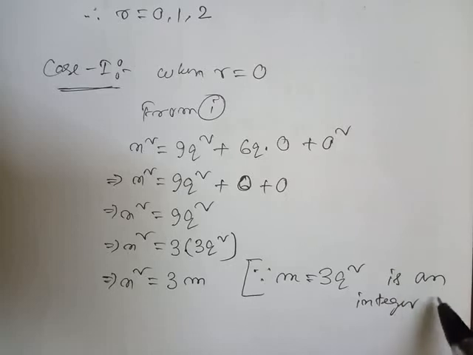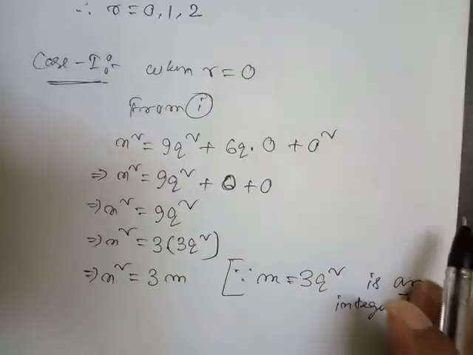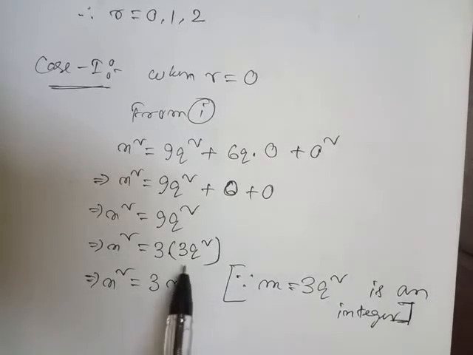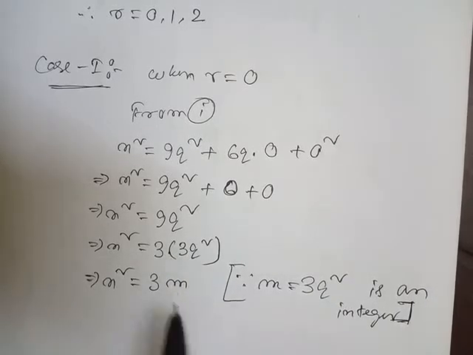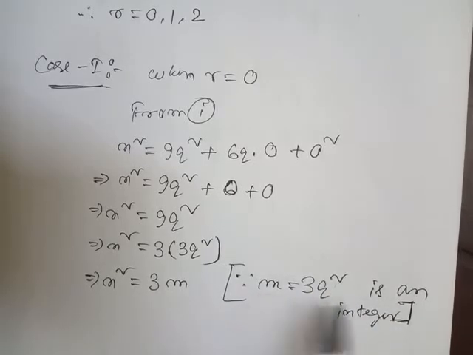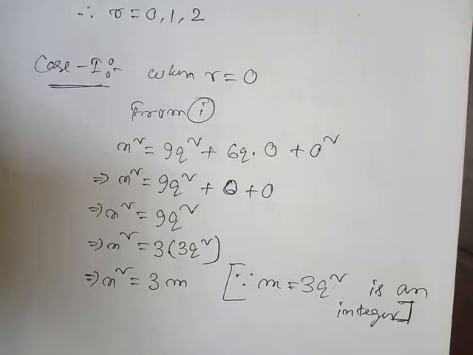Now look here, in the question it is already mentioned that m is an integer. So in place of this value I will just put m. So this becomes 3m, where m equal to this value is an integer. If m is an integer, this value is also an integer. So the first one is satisfied, case number 1.